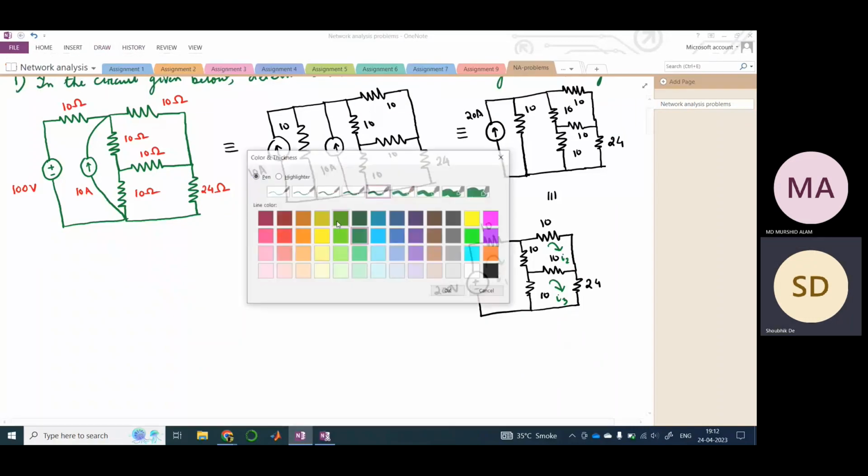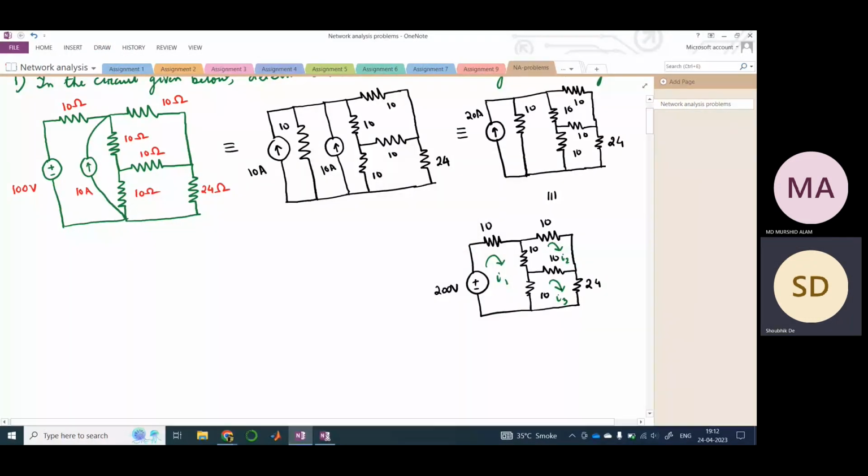Okay. So we can also use nodal analysis here, but there would be many nodes, because this would be one node, then this would be another node, this would be another node. In this way, the number of equations will increase. So it's better that we use mesh analysis. So now we will just apply simple KVL here.